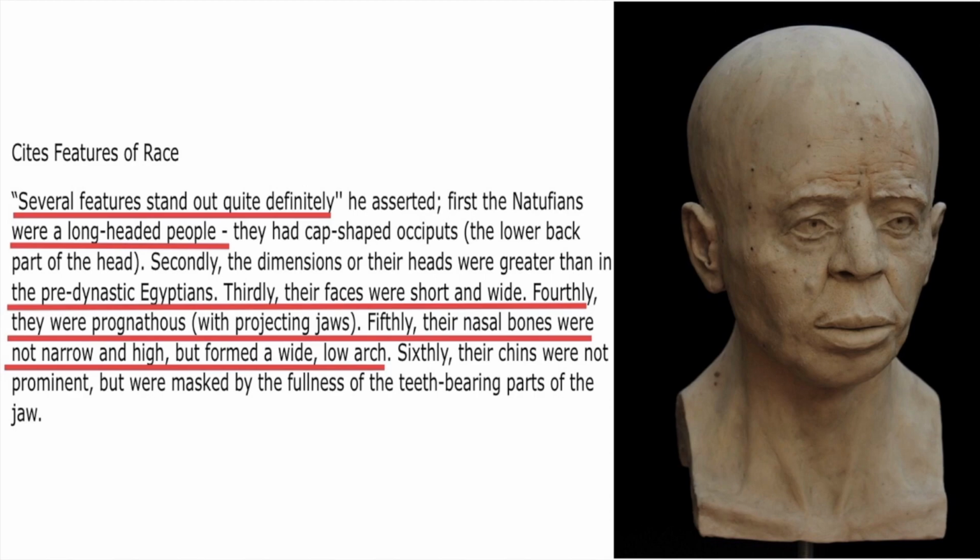Several features stand out quite definitely. First, they were large headed people. Secondly, they resemble pre-dynastic Egyptians. Thirdly, their faces were short and wide. Fourth, they were prognathous, which means that their jaw was projecting. Fifthly, their nasal bones were not narrow and high, but formed a wide, low arch. So they had wide noses. So putting everything together, these people had large heads, they had a prognathic jaw that protruded out, and they had a wide nose.